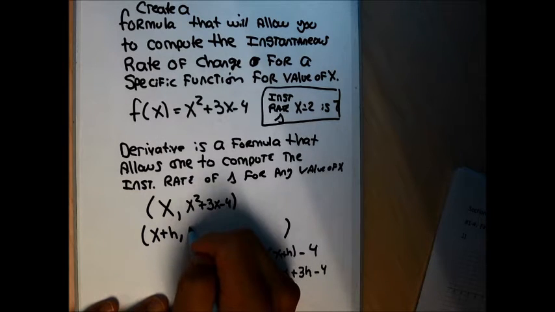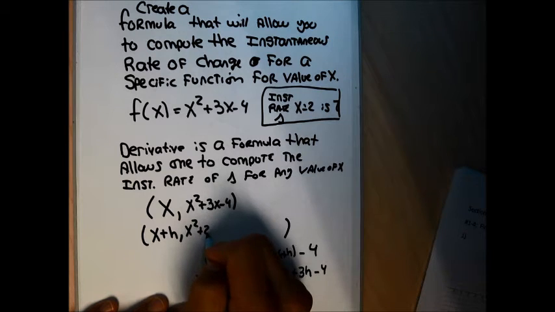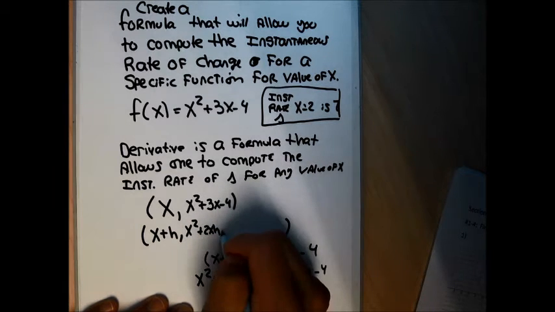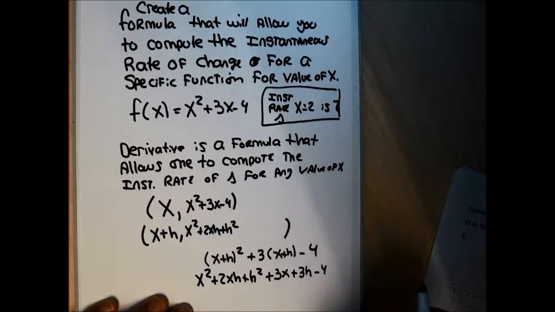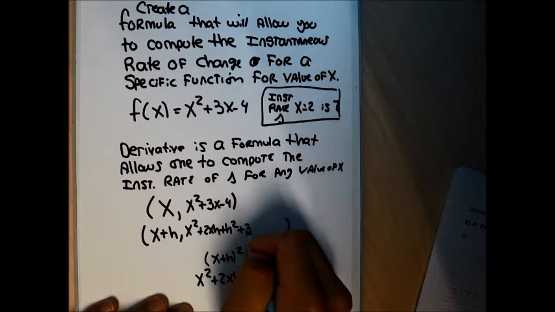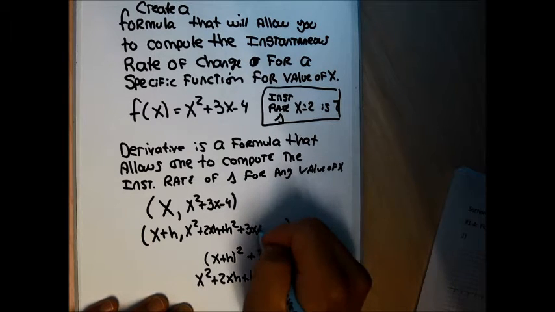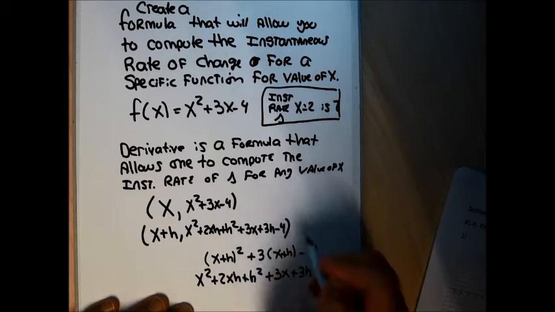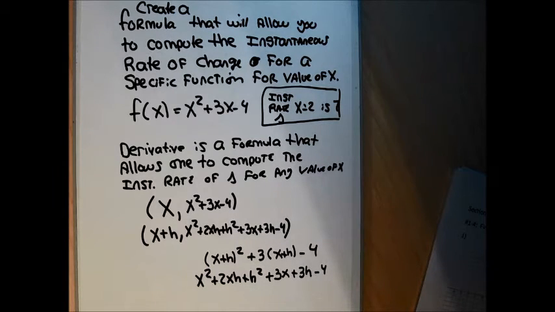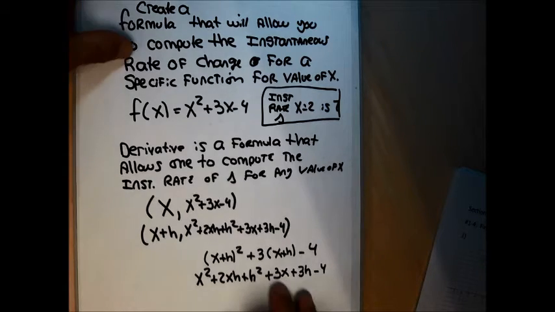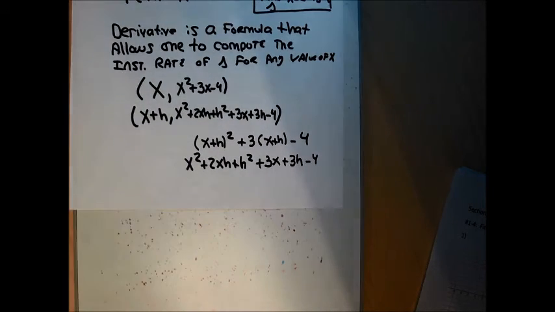So my y coordinate for y2 is going to be x squared plus 2xh plus h squared plus 3x plus 3h minus 4. So those are my 2 points. And I'm going to do exactly what we did. To find an instantaneous rate of change, I find the limit as h goes to 0 of y2 minus y1 over x2 minus x1. So let me keep going with this.